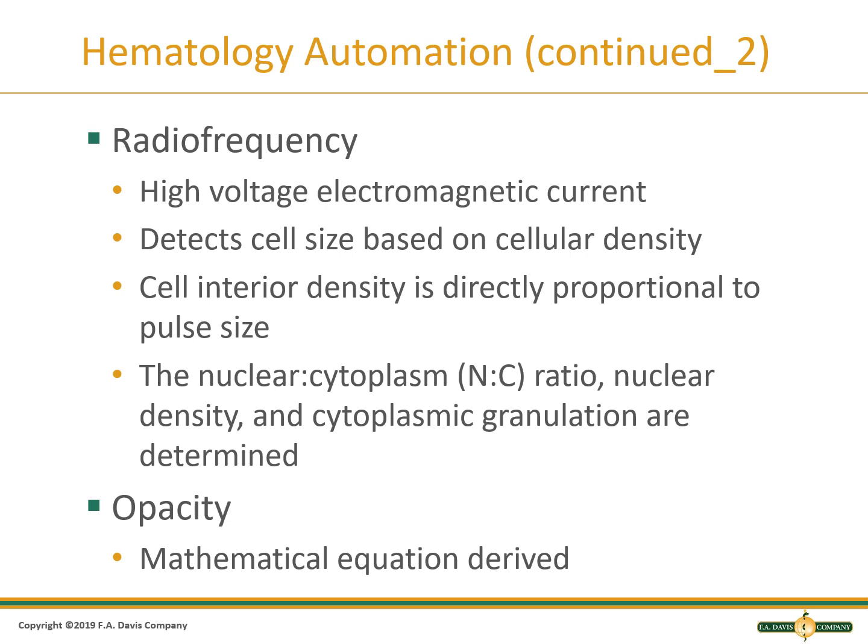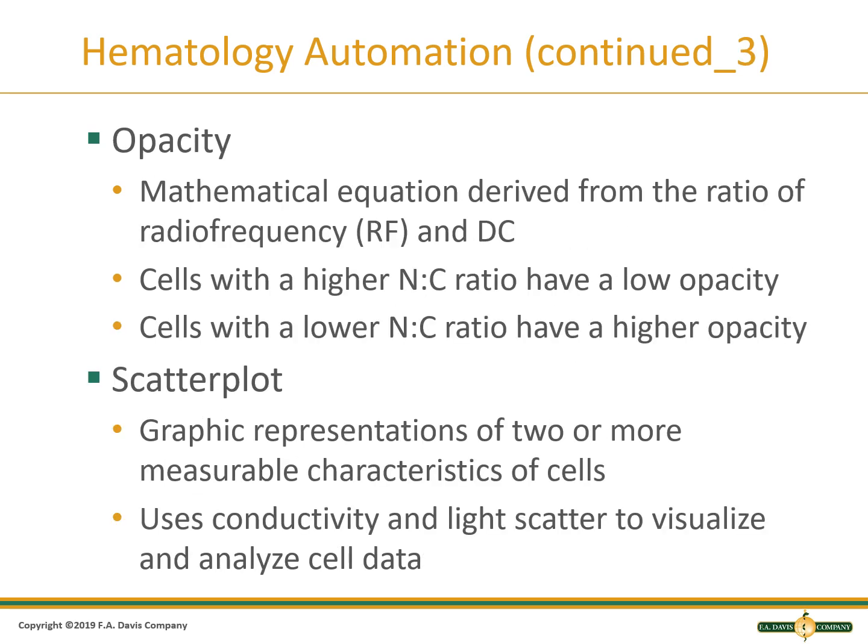When it comes to the opacity, that's actually derived from a mathematical equation. So the opacity is a mathematical equation that's derived from the ratio of the radio frequency, or RF, and the DC. The cells with a higher nucleus to cytoplasm ratio have a low opacity, and cells with a lower nucleus to cytoplasm ratio have a higher opacity.